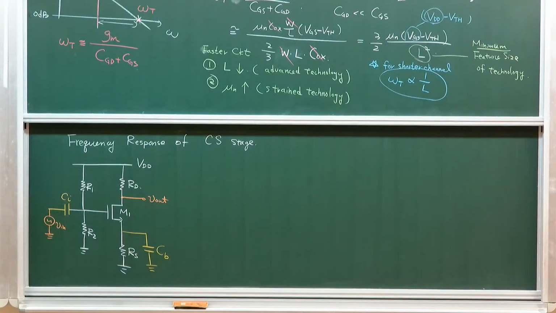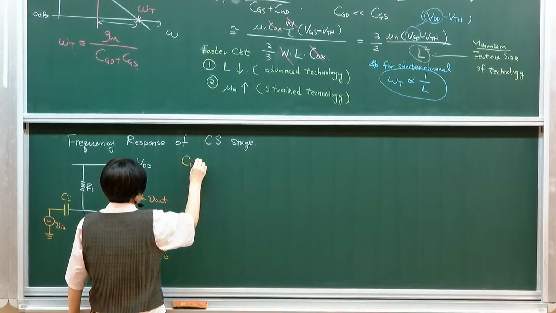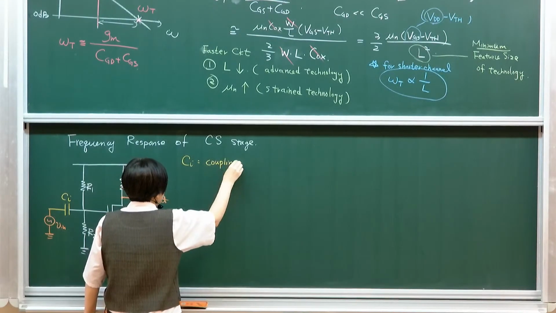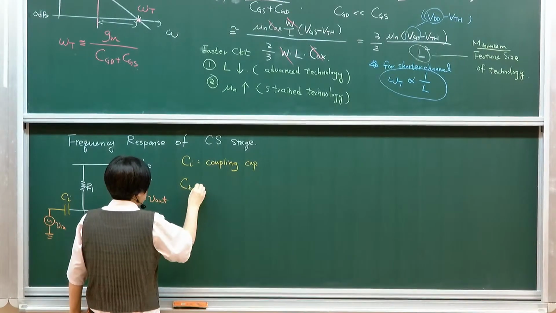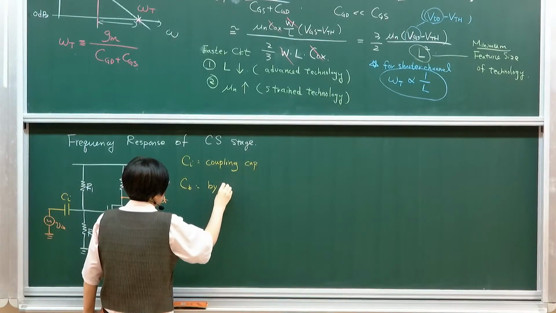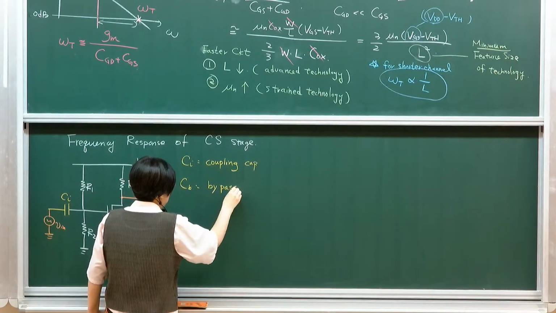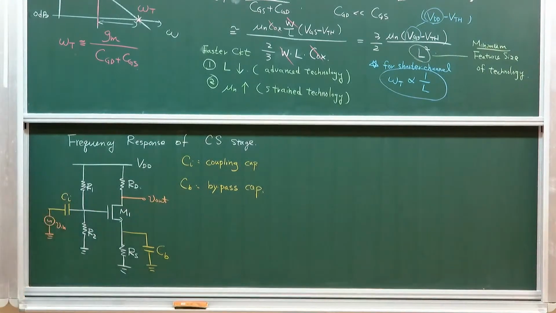So I have CI as the input coupling capacitor, and CB is called a bypass capacitor. We're going to explain why it's called a bypass cap. There's a particular reason why you want to add it.